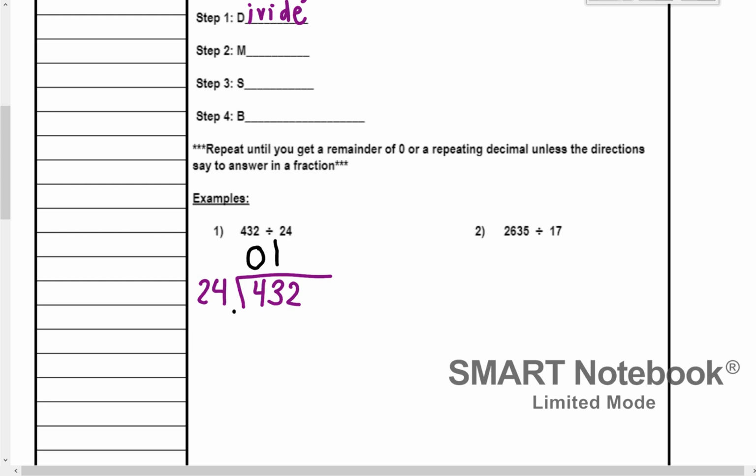The next step is to multiply. What this means is we're going to take this 1, how many times it goes in, and multiply it by 24 to see how much of this 43 we're taking away. Well, 1 times 24 is 24. So we're going to multiply. The next step is to subtract. Oops, I already have an S.